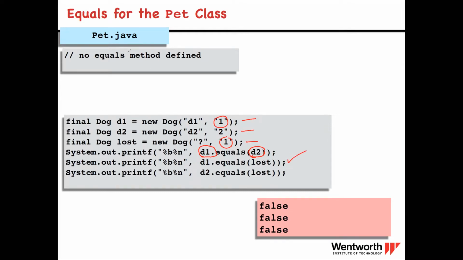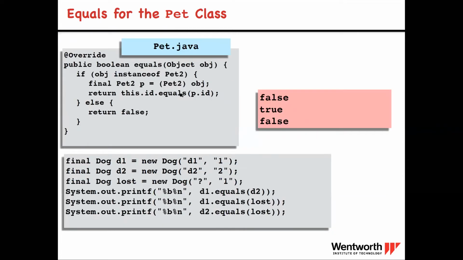But there is no equals method defined in dog or in pet, which means we only have the object version of equals, and that would give us false in this case. d2, does that equal lost? This is also going to give us false. We know it's not because we should be comparing the IDs. Because again, we don't know the name of the lost dog. We just know the ID. So we should be comparing IDs, but that's not what object does. Object compares the memory location between the two objects, which doesn't have anything to do with the IDs of the dogs. So we would just get all false for this. That's not what we want. That's not going to work for us.